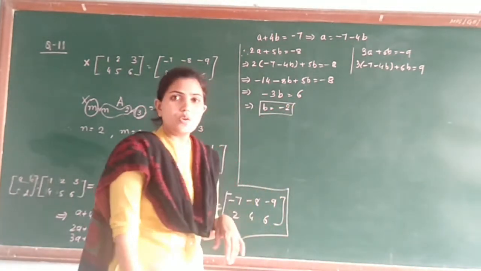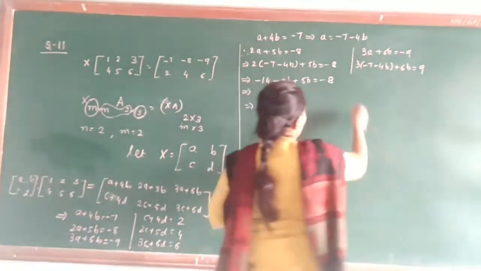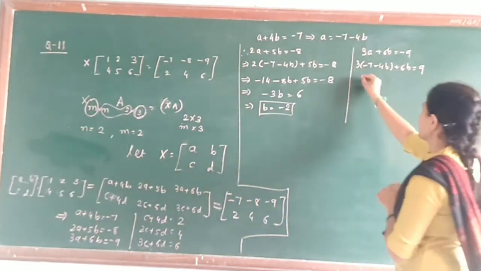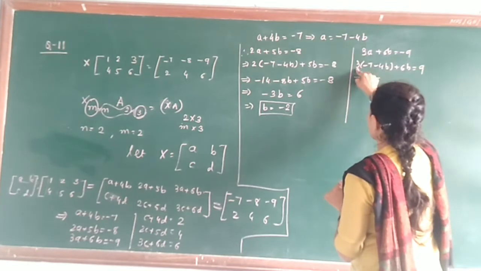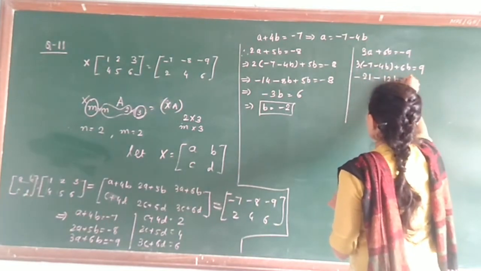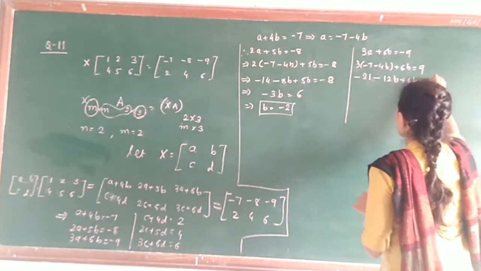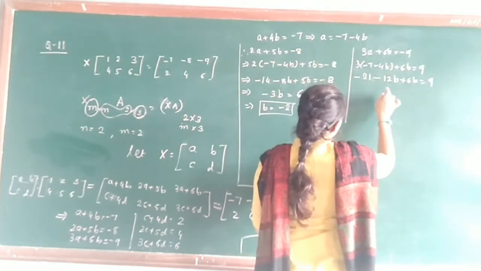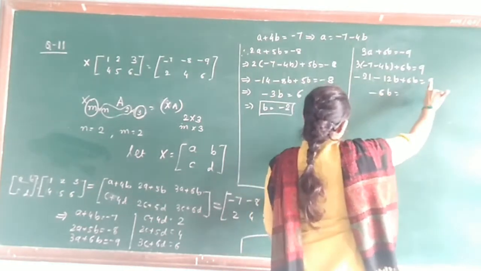So this first value we have found. Similarly, here also we will check whether we get the same value or not. So -21 minus 12b plus 6b is equal to -9. What will you get here? -12b plus 6b is -6b, and 9 on the other side.